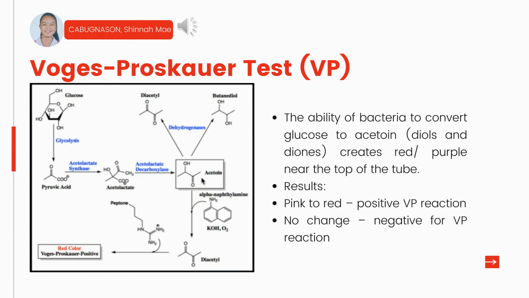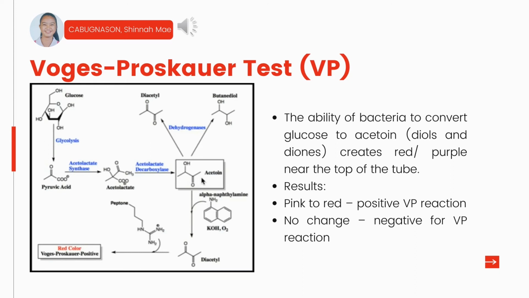And diacetyl can react with peptones, specifically arginine residues of peptones, to produce a red color. So if we put alpha naphthol and potassium hydroxide with oxygen gas, acetoin can be converted without the need for an enzyme into this dione called diacetyl. In this mixture, we also have peptone, and it contains arginine residues. It turns out that arginine can react with diacetyl, and when it does, the color will be changed into red.